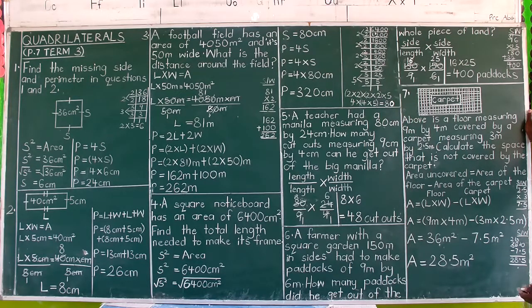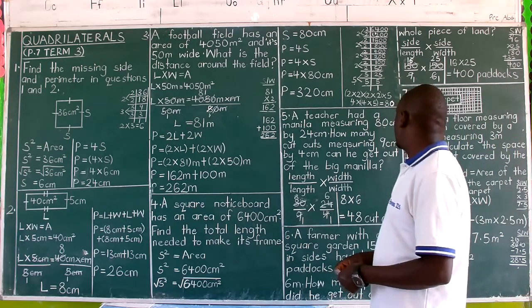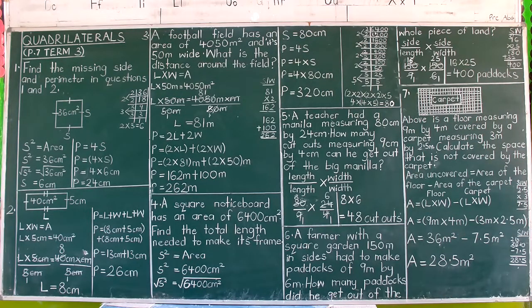That piece of land that is in square form is what he wants to subdivide into rectangular paddocks of 9 meters by 6 meters. So then, the last example for this class 7, and it's number 7 again. Look at this, solving this point, let's see what they mean.